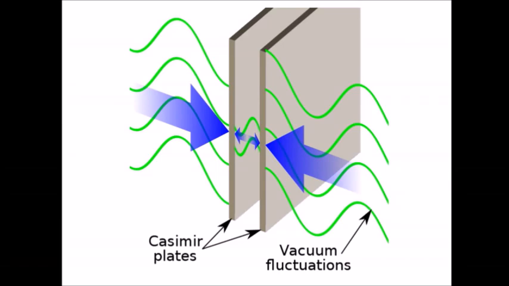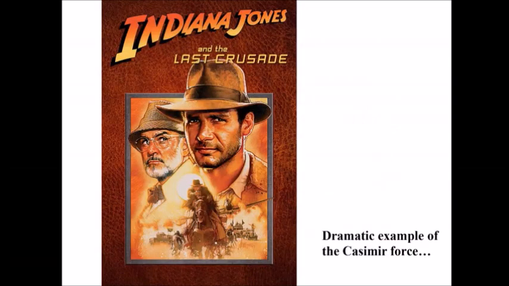But if you sum the series, you will find that these plates are attracted to one another, even though there is no electrical charge on the plates. That is called the Casimir force. And in fact, there's a very nice movie that I recommend you see if you have not seen it. The movie is Indiana Jones and the Last Crusade. Because this movie is just an adventure movie, but in it you will see a beautiful, dramatic example of the Casimir force.